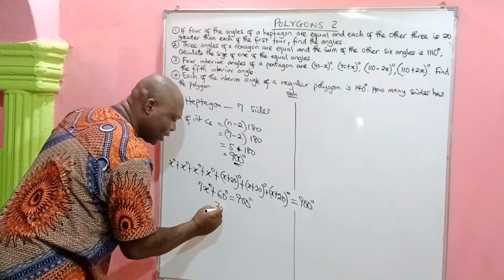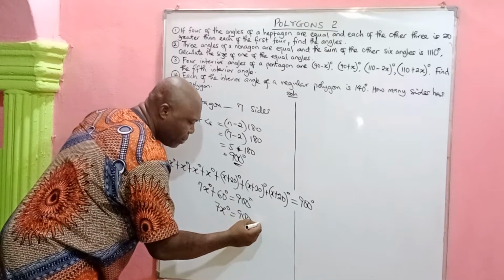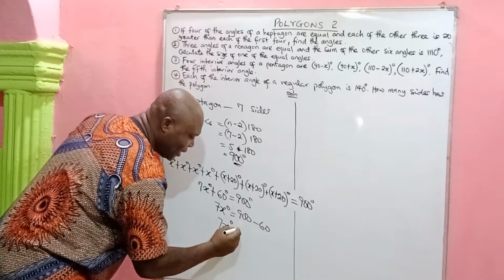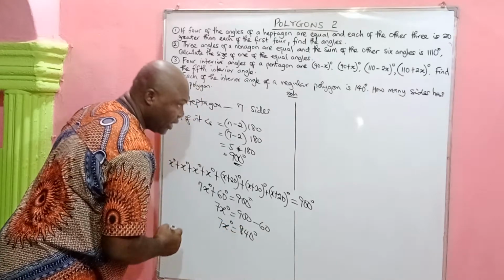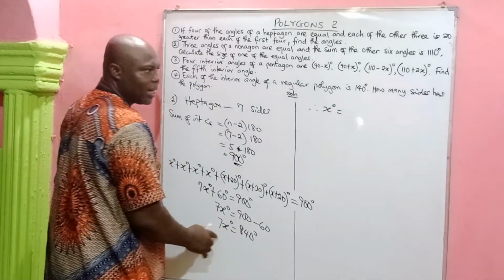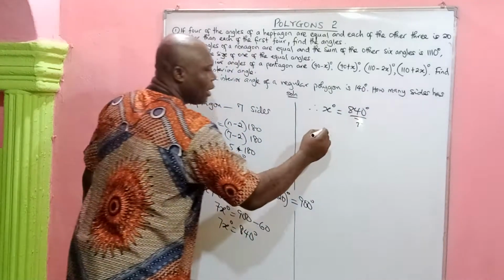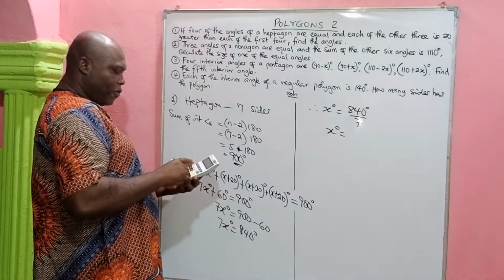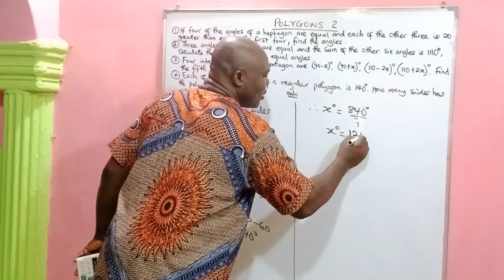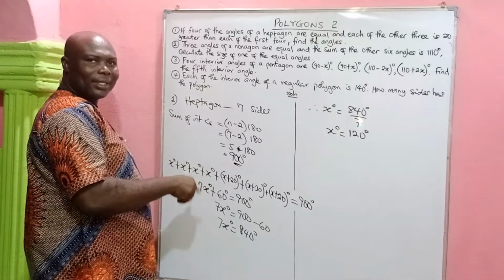So our 7x, because we are looking for the value of x, will be 900, and the 60 crosses to be minus 60. So our 7x degrees will be equal to 900 minus 60, which gives us 840 degrees. Therefore, our x will be 840 degrees divided by 7. And that will give us the value of x: 840 divided by 7 is 120 degrees. It therefore means that the angle x is 120.